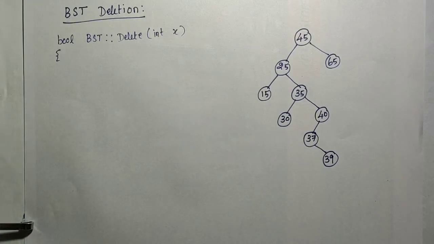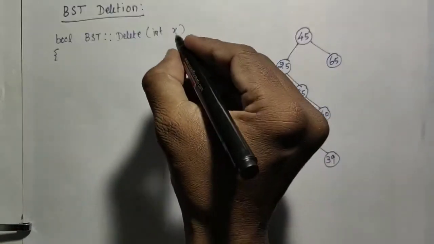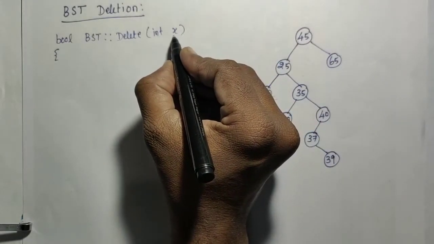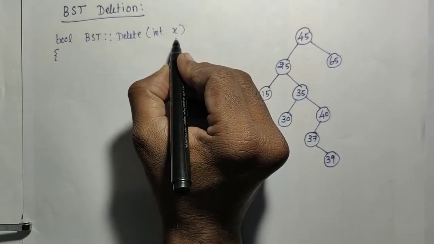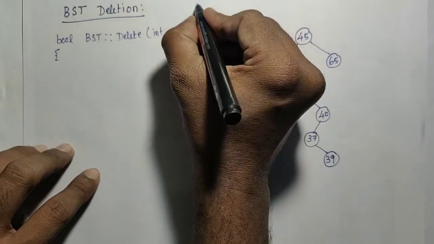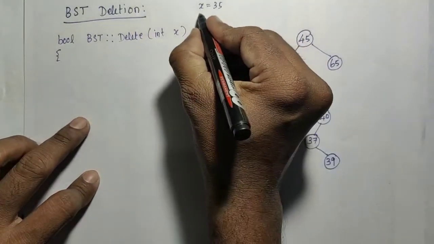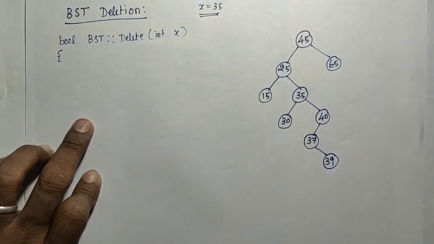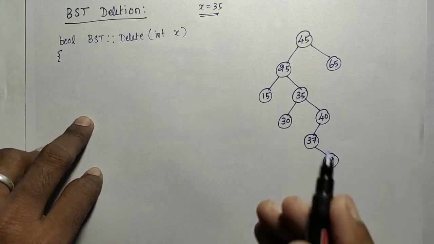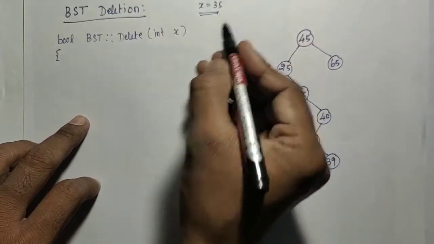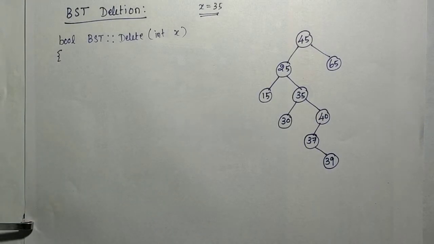In the deletion process, as usual, we first need to search for the element. The element to be deleted, that we have to search. For example, if x equals 35, that is the input is 35, I want to delete the 35. So I need to do the searching to find exactly where the 35 is found. Once we find that the node is present, then I need to delete that node based on the conditions.